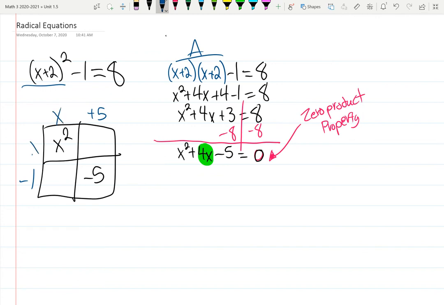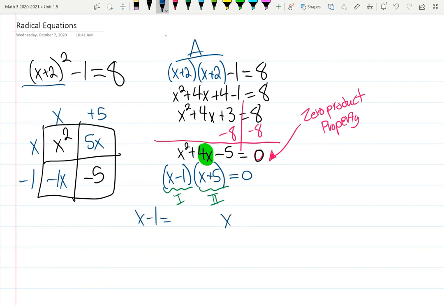Likewise, x times x is x². When I fill this out and multiply my square out, it does result in a b term that is 4x. Therefore, it is (x − 1)(x + 5) = 0. Now you have to think to yourself, one of these factors has to be 0, either this, case 1, or case 2, where x + 5 is 0. So this is how I get these two equations.